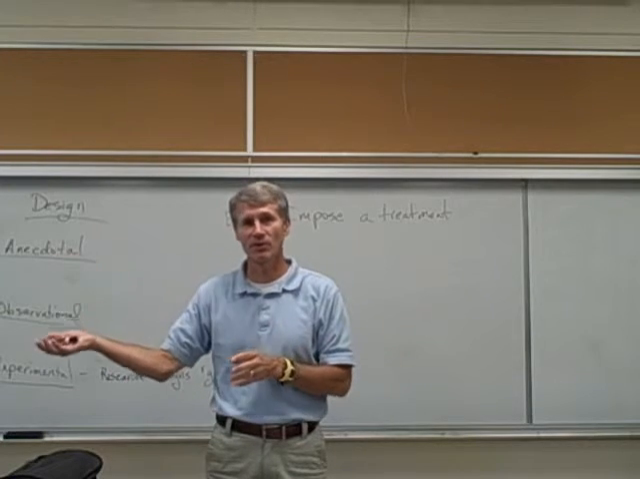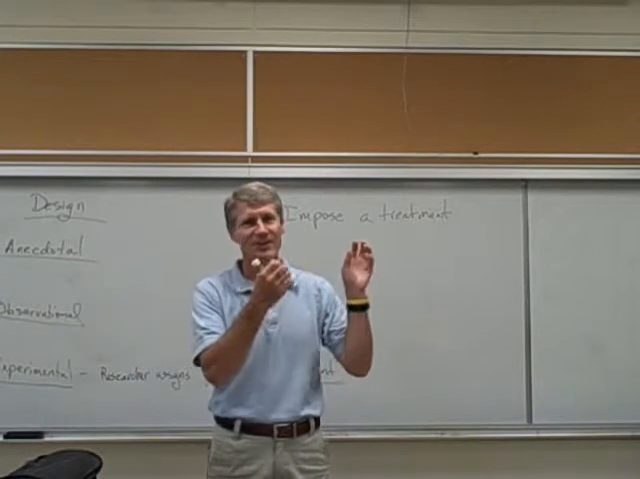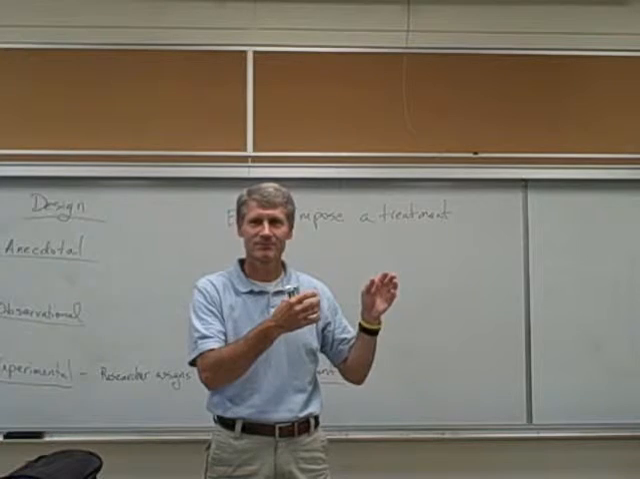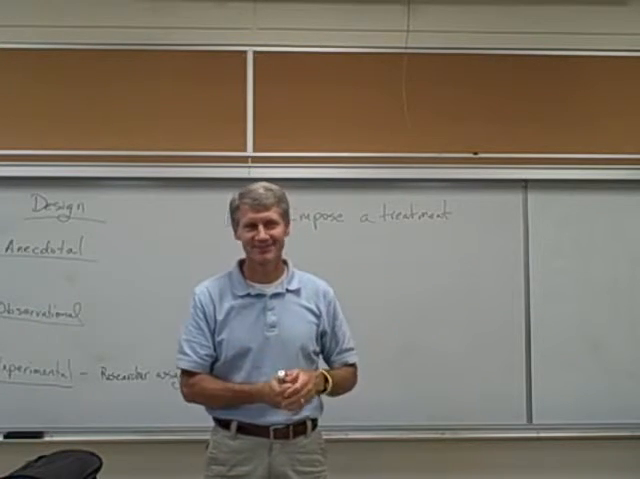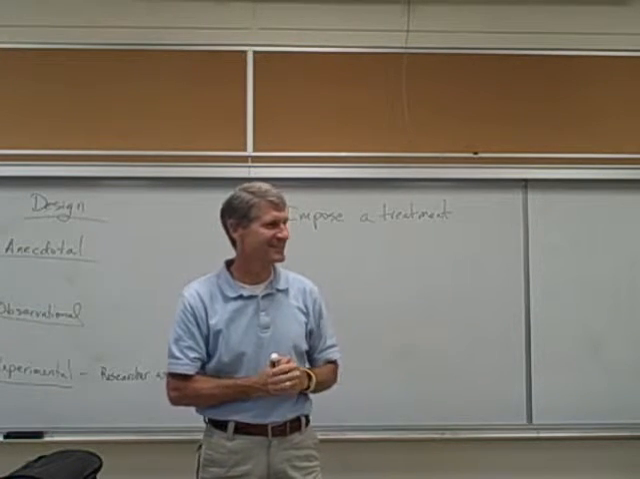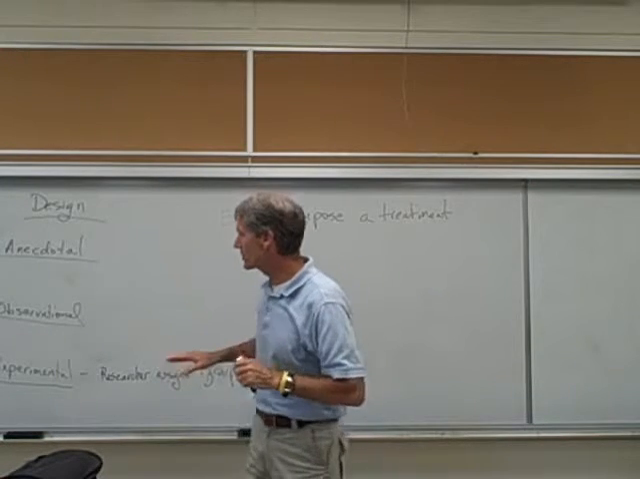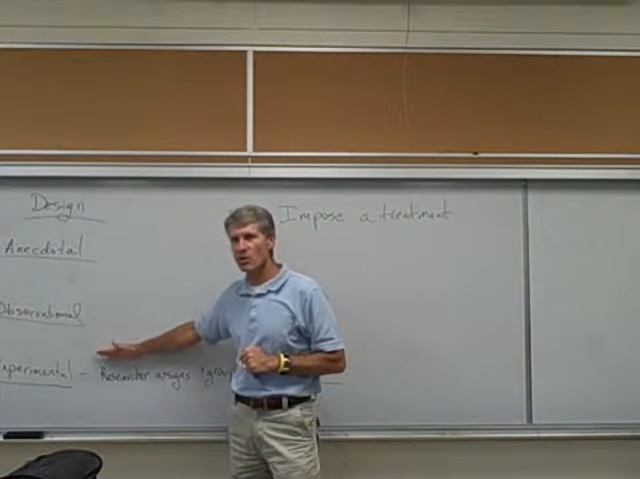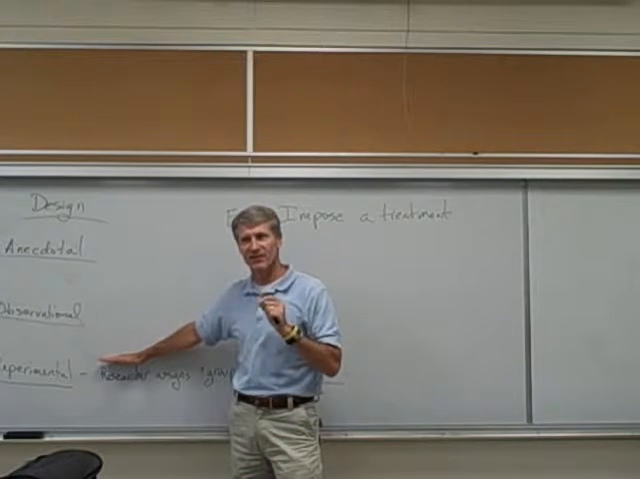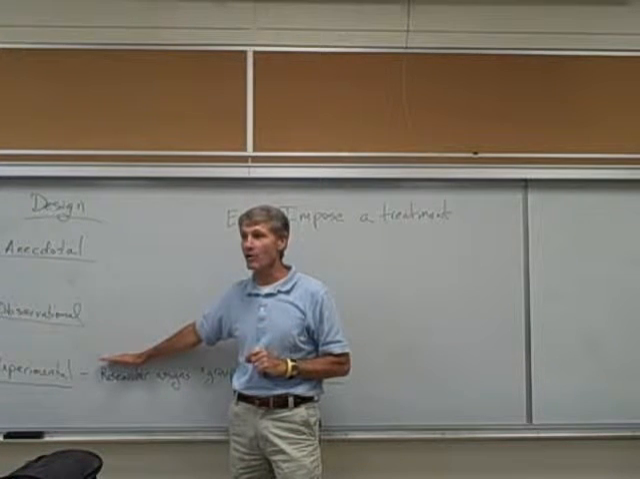You make sure that one group isn't eating McDonald's and the other group eating, what's a good one? Subway? At least Jared tells us it's a good one. Right? So control the diet. So in an experiment, the researcher has close control over every lurking variable that they can think of. Now, you can't think of them all.